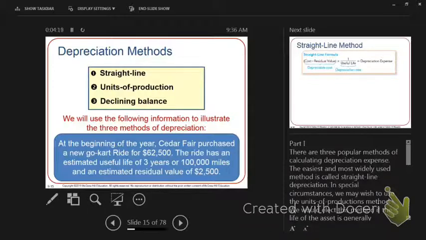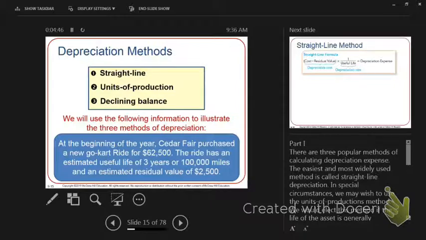Now, who remembers what I told you the formula for book value was? Cost minus accumulated depreciation. So what would be my book value at the end of year 1? 42,500. So now we know it's 20,000, 20,000, and 20,000. That's the easy, nice thing about straight line. Once you do it, you're done.